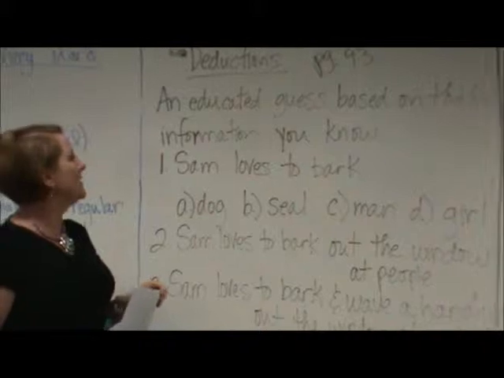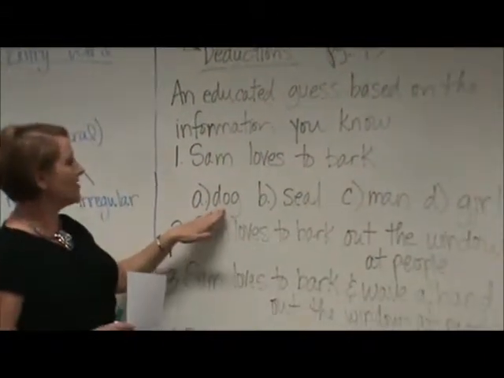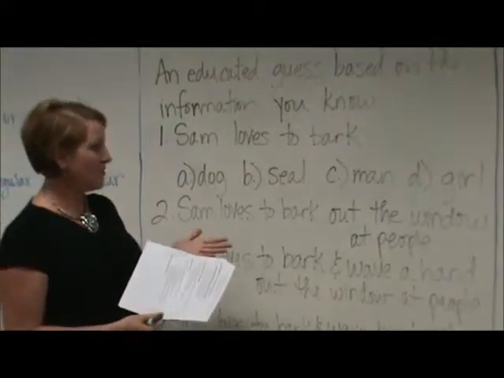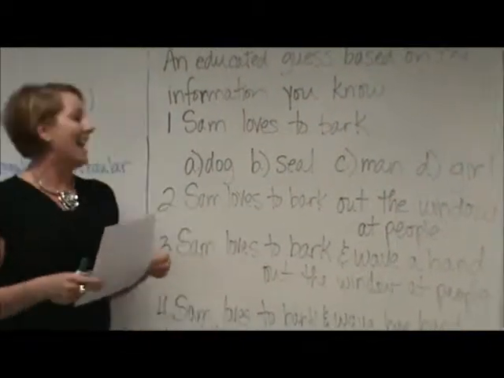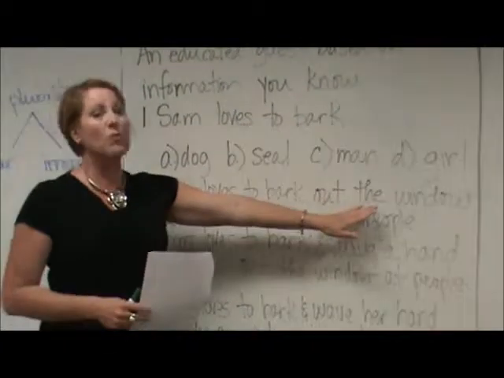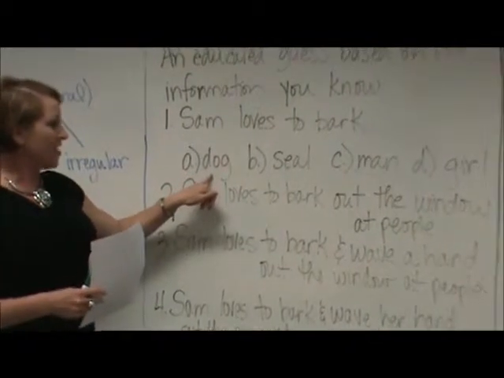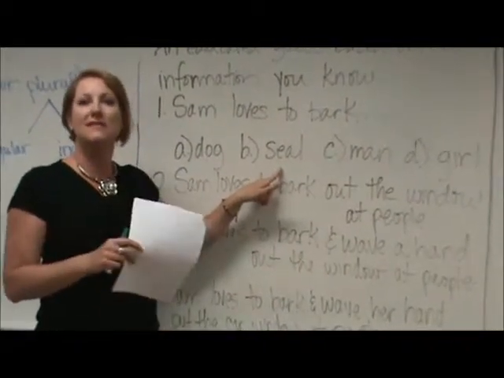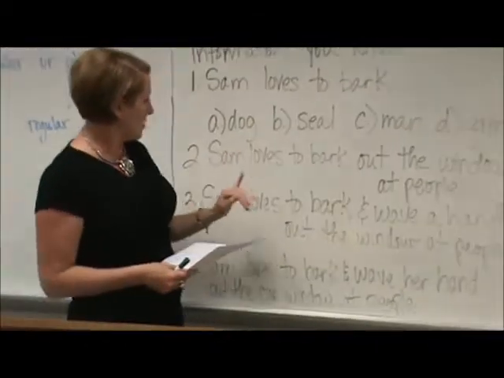Okay, so page 93. The first sentence says, Sam loves to bark. Okay, so do we know, is Sam a dog? Could be. A seal? Could be. A man or a girl? Could be. I mean, sometimes people bark. It's weird, but anyway, okay, so the next sentence tells us, Sam loves to bark out the window at people. Okay, so Sam could be a dog. A seal, it's less likely, because a seal probably wouldn't be in a car. And again, could still be a man or a girl.